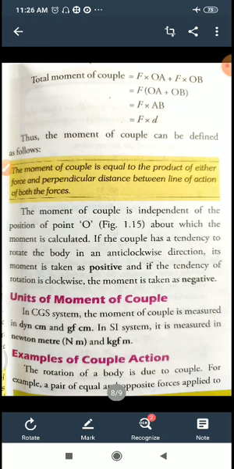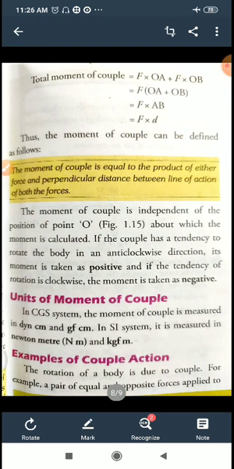Units of moment of a couple. What will be the unit? In the CGS system, the moment of a couple is measured in dyne centimeter and gram-force centimeter. In the SI system, it is Newton meter or kilogram-force meter.